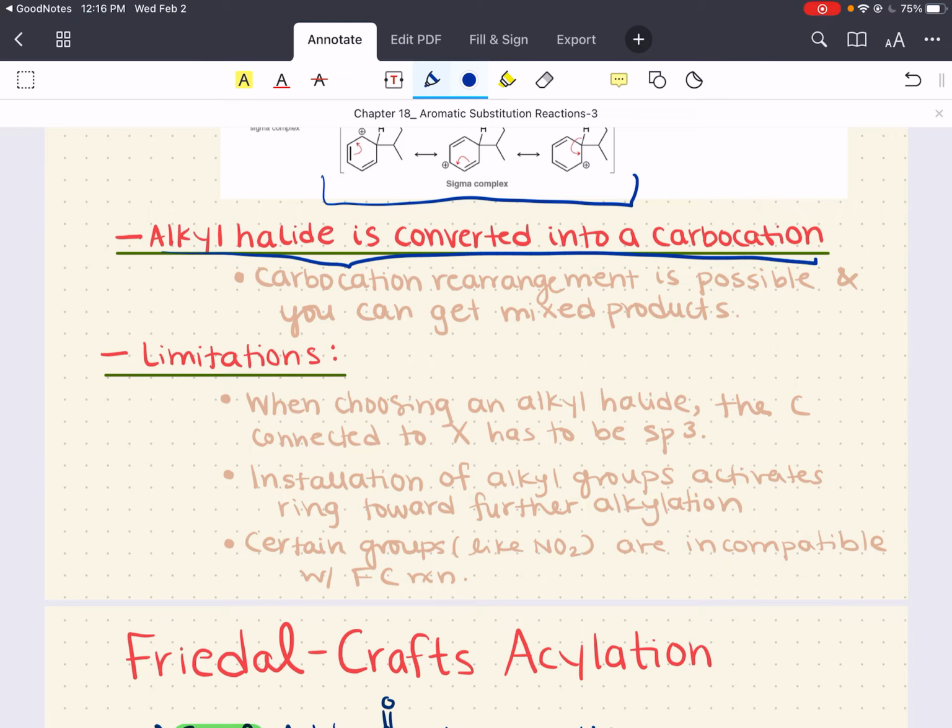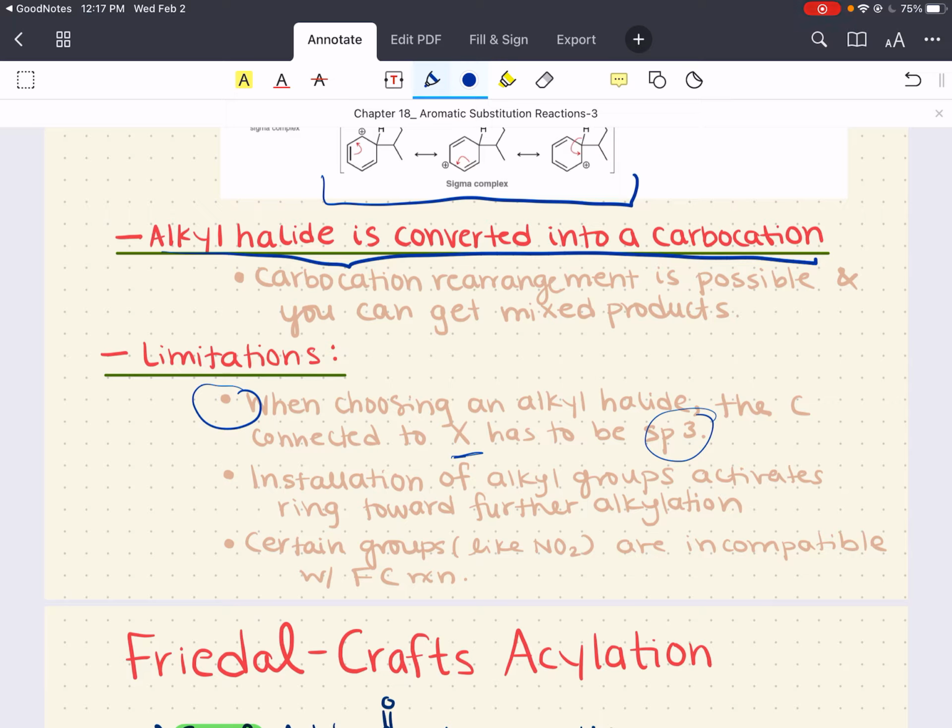Of course, what we're predominantly going to see here is secondary and tertiary alkyl halides. The limitations, of course, that we have to keep in mind. All right, with Friedel-Crafts alkylation, there are three things we want to keep in mind. One, what alkyl halide can participate in this reaction? Well, an alkyl halide where the carbon atom connected to the halogen is sp3 hybridized. So when choosing an alkyl halide, the carbon connected to the halogen has to be sp3 hybridized.